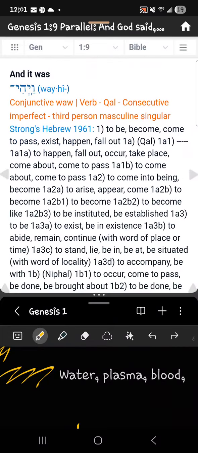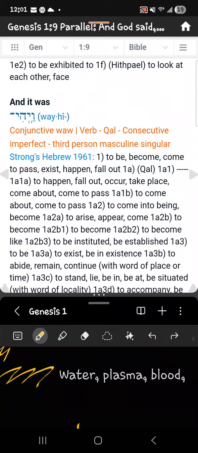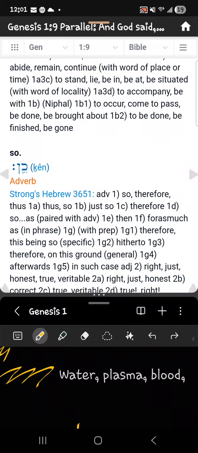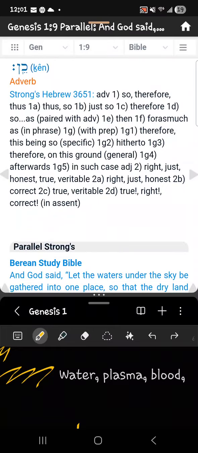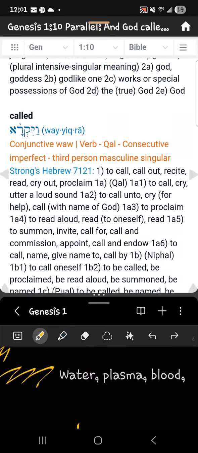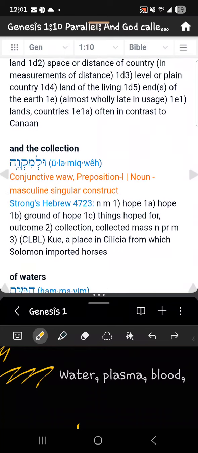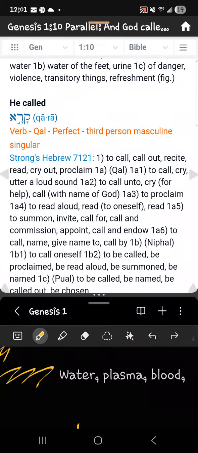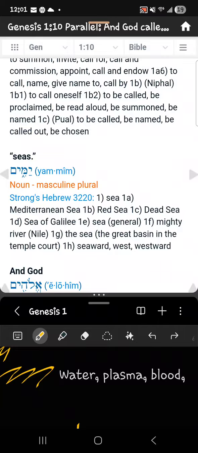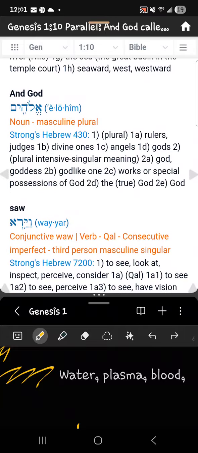Okay? And it was so. Wayahai Khan. So, therefore, thus. This right, like true, like veritable, correct. You get it? This is what Khan means, just in case you didn't know. Allah Hayam wa Yakara, he called La Yabasha, the dry land, or dry ground, Arats, earth. And the collection of Hamayim he called Yamayim, seas, Yam.